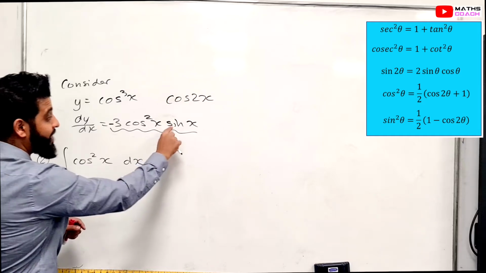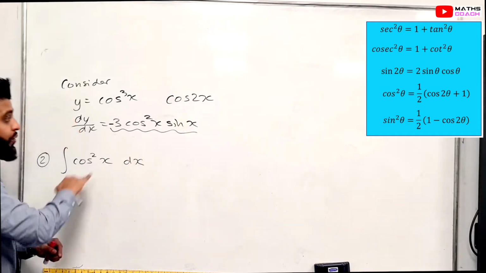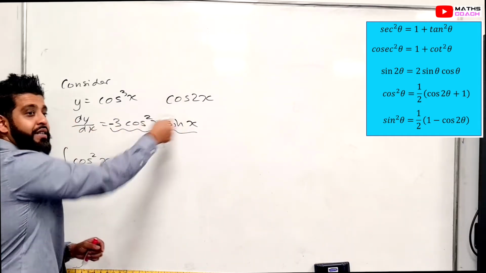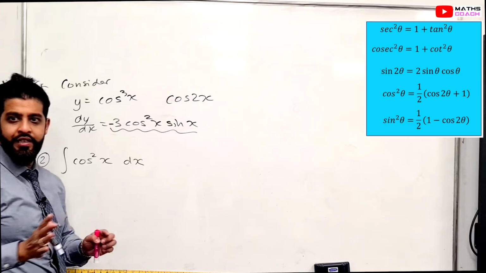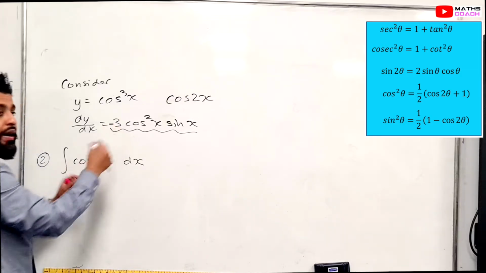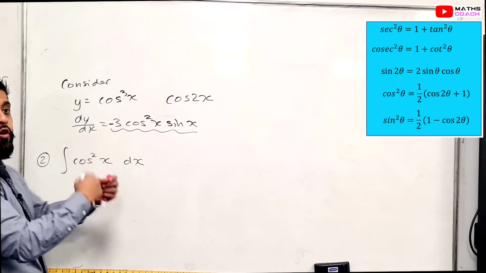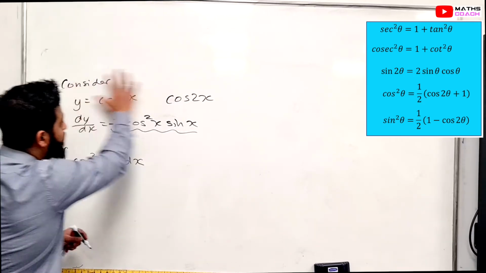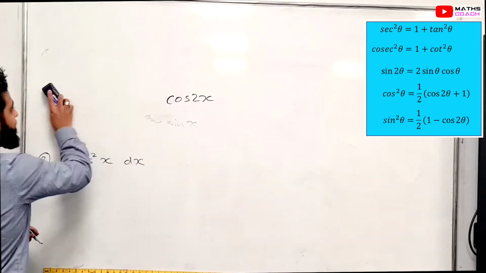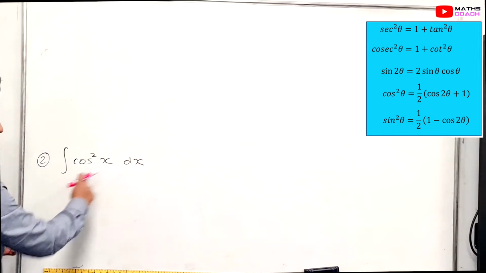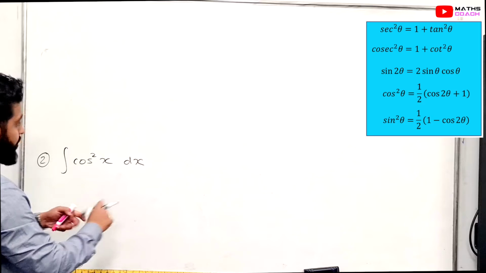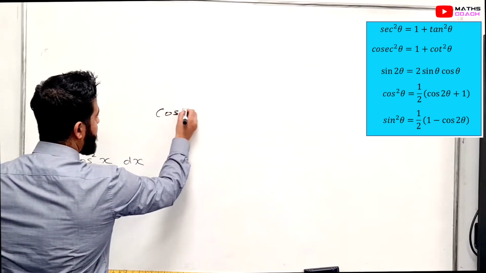So because sin x is there, we can't say we will divide by minus 3 and sin x. Do you understand this? You can only divide by constants, negative signs or a number. So that's why we won't consider this. For cos squared x, we can consider our double angle.